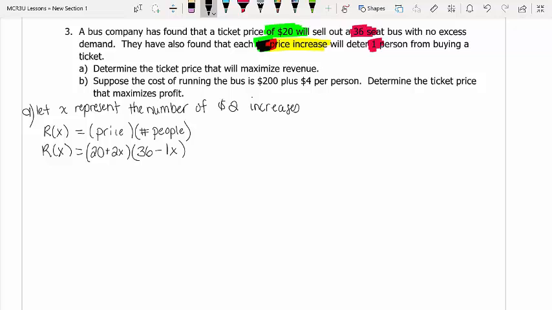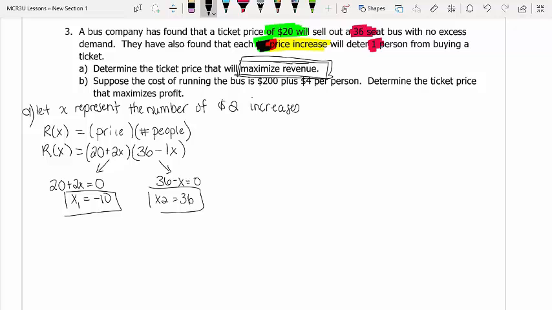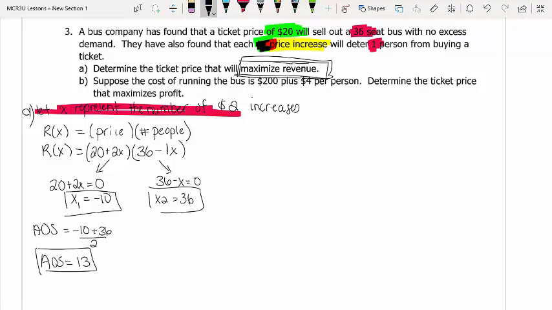Okay, why are we finding the vertex? Well, look, it asked for a maximum. Okay, so we have both of our zeros. Let's find our axis of symmetry. Okay, so just so you remember, this means that 13 $2 increases will create your maximum revenue.